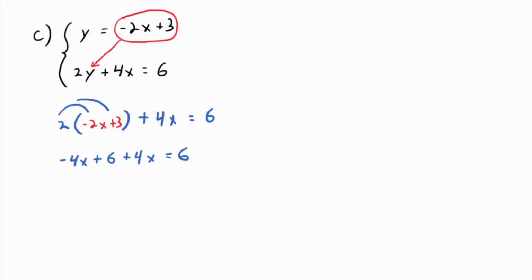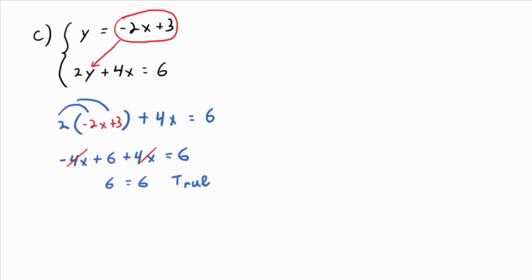Now what happens when you combine like terms here? Negative 4x plus 4x on that left side? They knock each other out. And you get the statement 6 equals 6. It is a true statement. So what happens when you do everything right and you get a true statement? That means you have a dependent system. It means the lines coincide.